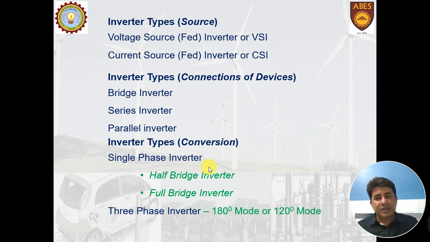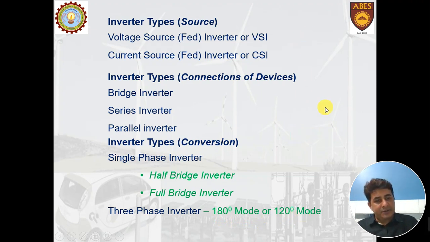Based on conversion, if an inverter is converting DC supply into single phase AC, it becomes a single phase inverter. In single phase inverter, we can have half bridge inverter or a full bridge inverter. If an inverter is converting DC supply into three phase, then it becomes three phase inverter. In three phase inverters, there are two modes in which it can work. One is 180-degree mode and another is 120-degree mode.